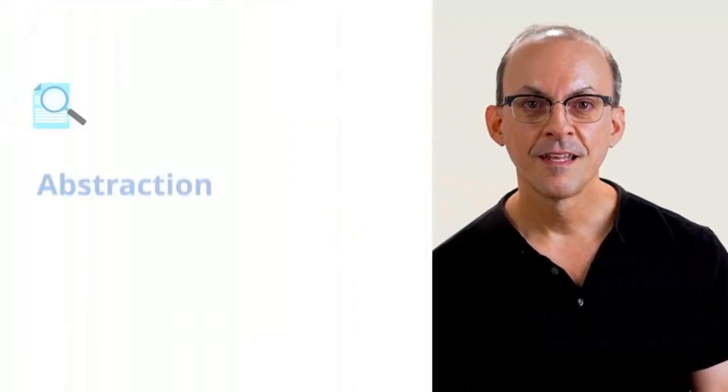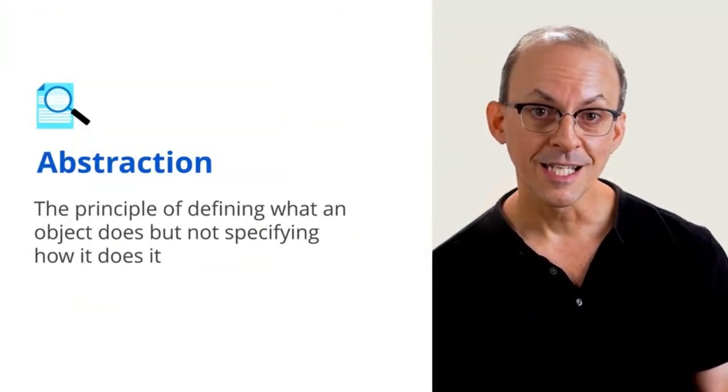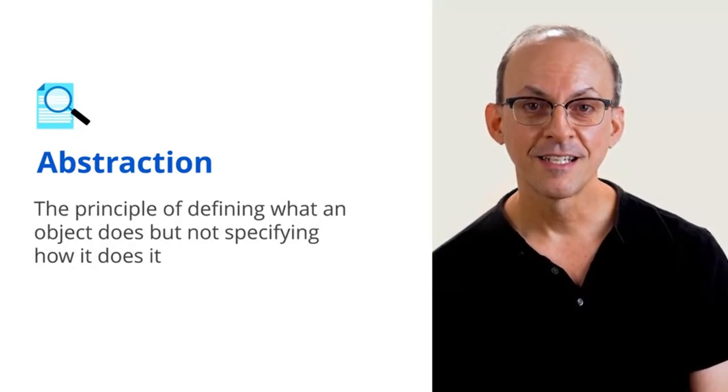Another principle of object-oriented programming, abstraction, defines what methods a class should implement without providing specific implementation details. Let's explore that next. Abstraction is the principle of defining what an object does but not specifying how it does it. Developers achieve this by creating abstract classes and interfaces. When developers apply this principle, they define an object's essential features and behaviors, but enable developers to decide how methods within those objects are implemented.